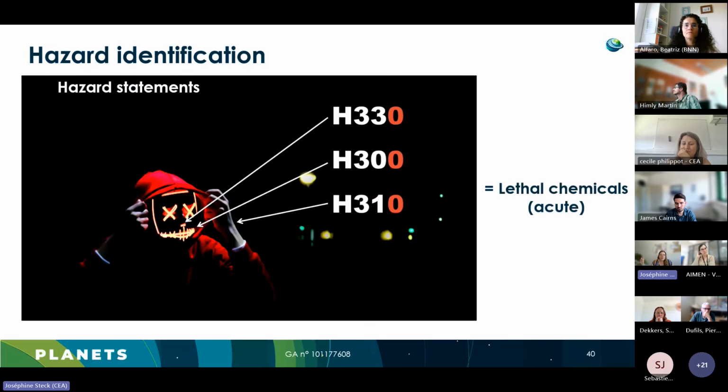Let's talk about the last number. If it's a 0, usually it means that it's lethal. For example, H330 means that it's lethal by inhalation, H300 lethal by ingestion, H310 lethal by cutaneous contact.